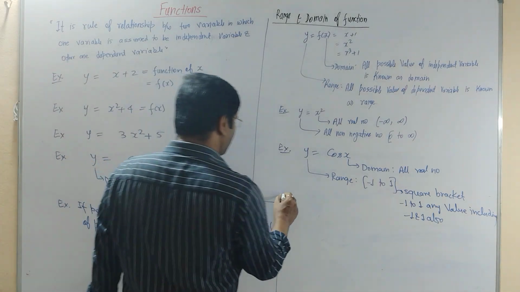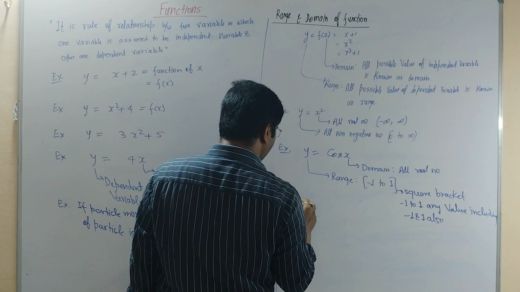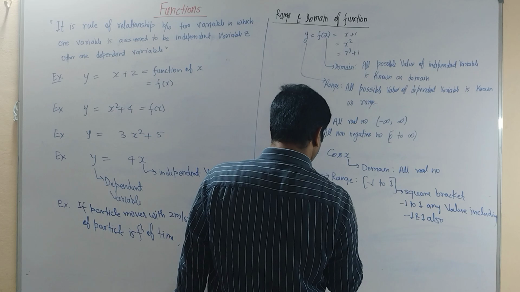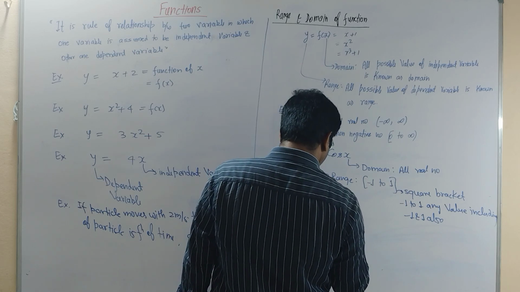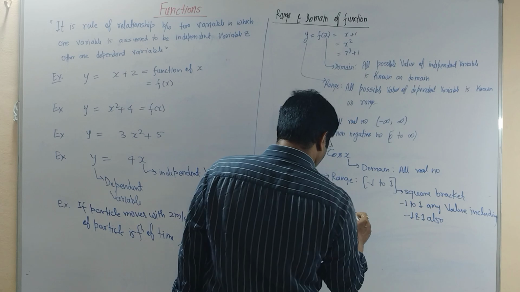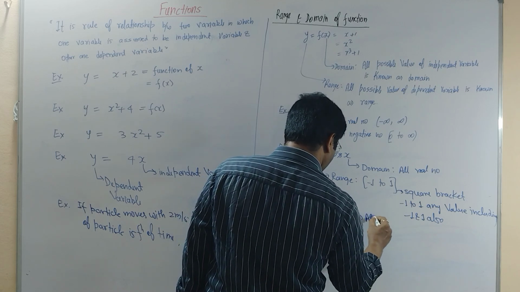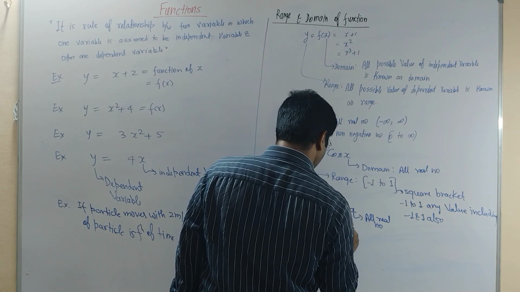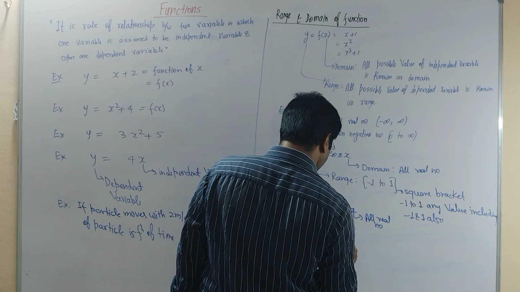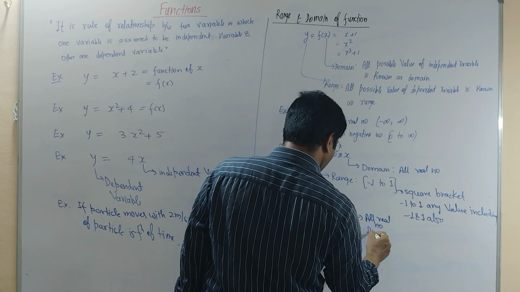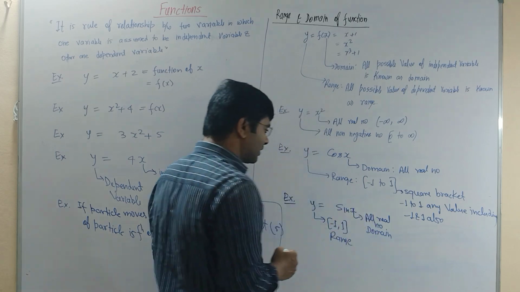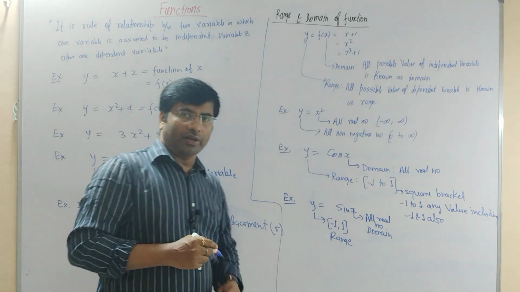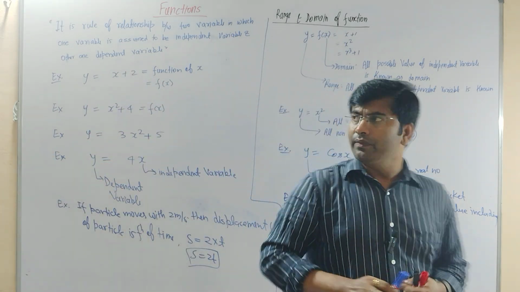You can take another example. One more example. Let's take y equals sin x. So sin x again, all real numbers, just like cos. This is between minus 1 to 1. So this one is the range and this one is the domain. All real numbers is the domain and between minus 1 to 1 is the range. So this is how range is defined, domain is defined, and function is defined.